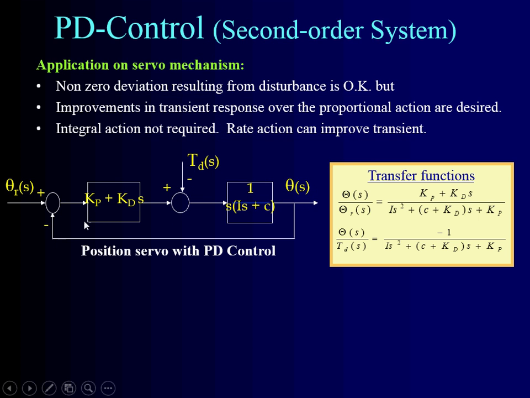So if you have, for example, in here, the system, this is like a servo mechanism, and we want to improve the transient response over the proportional action. The integral action is not required in this case, just proportional derivative, and then that would be over here.